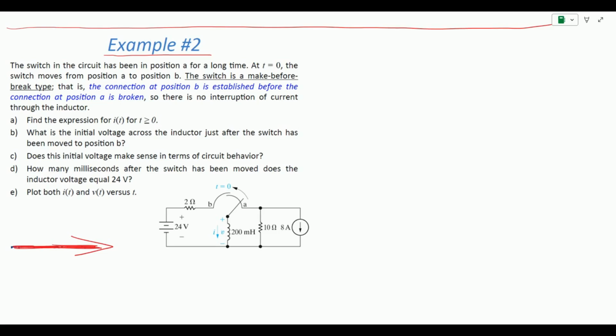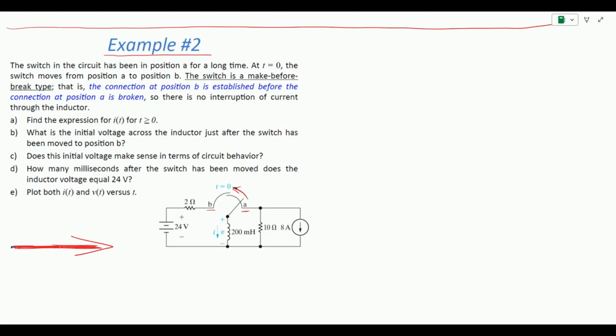Currently the switch is at position A, and when time equals 0, this switch is going to move from position A to position B. Then we have an inductor of 200 millihenry in parallel with a 10 ohm resistor, and then we have an independent current source of 8 amps.